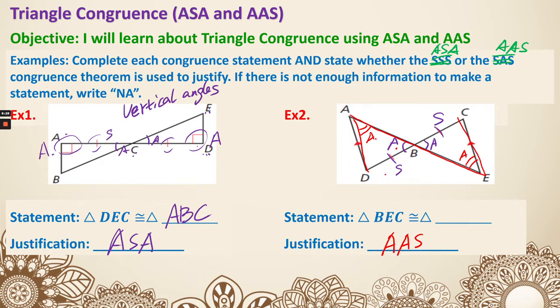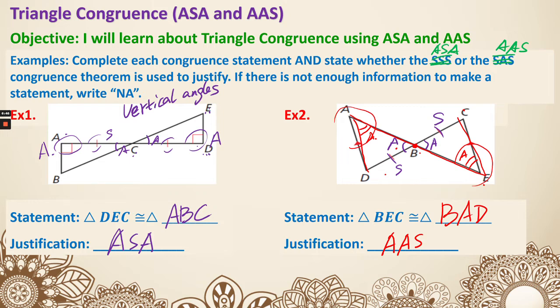We just read it in order, angle, angle, side. And now we can write the statement BEC. You see, this time we start from the shared point, so it's got to be B for the other one as well. BEC goes to the angle that we just labeled, so it's going to be BAD for the other triangle.